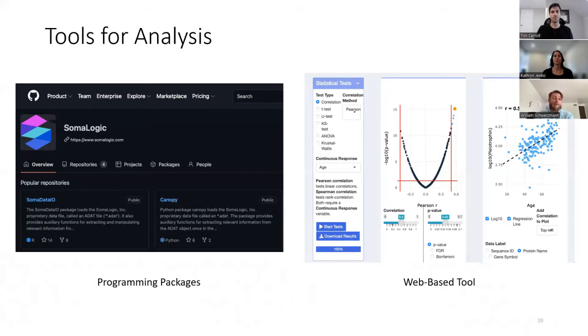We also have some example data on that GitHub as well, and these repositories are public. So if you want to go get a feel for what our data is like or start to learn using these packages, you can go to github.com/SomaLogic and begin playing around with those.